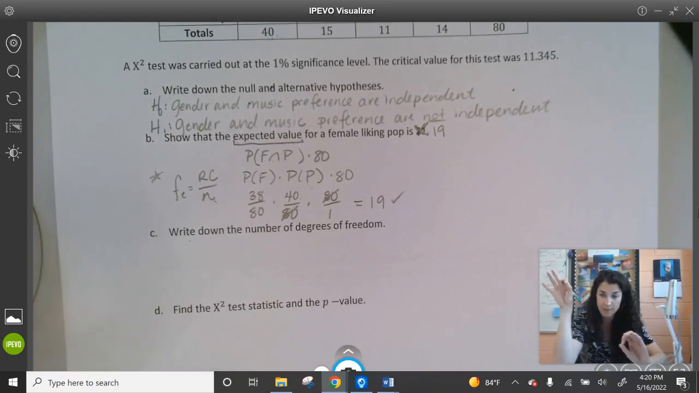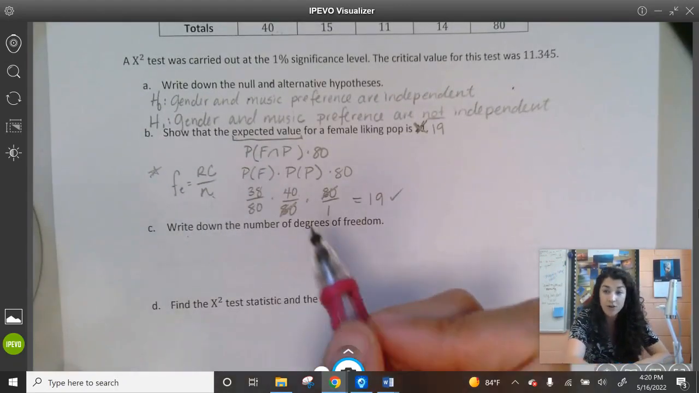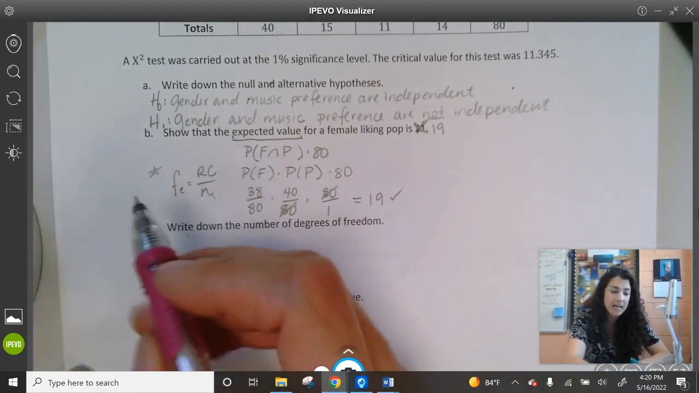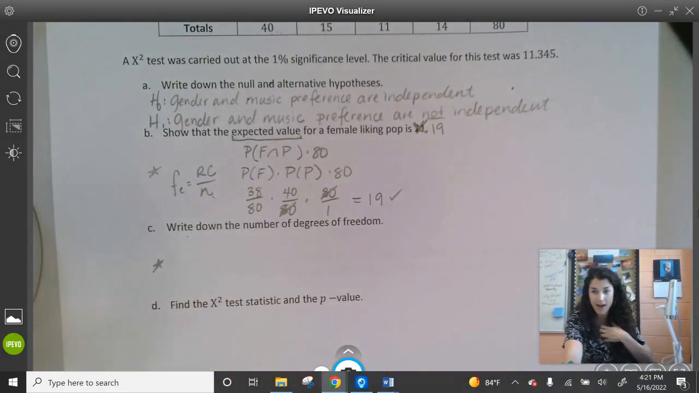Okay, expected values, last up. Now it says write down the number of degrees of freedom. Since I've already shown you how to do it above previously, using this problem as an example, I'll have you go ahead and do it on your own.